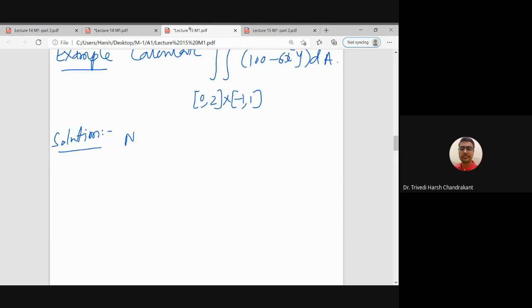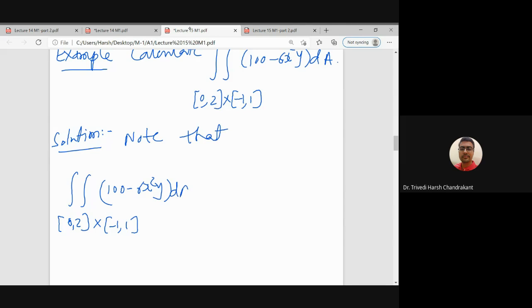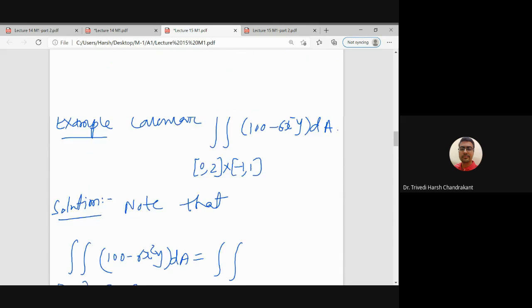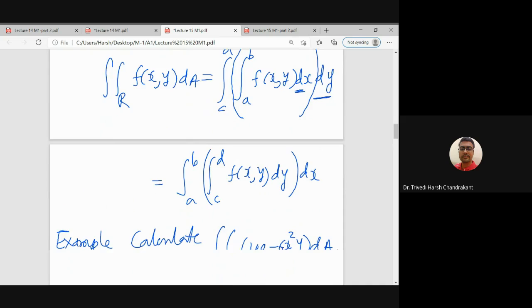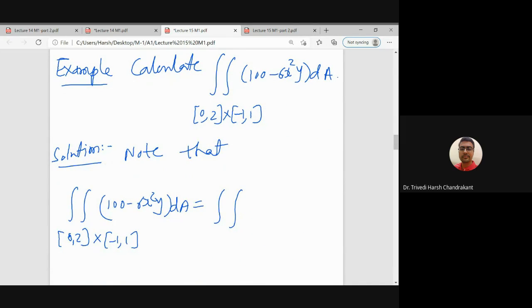So note that the region is [0, 2] cross [-1, 1] of the function. If we integrate using the first formula, that is first integrating with respect to y and then with respect to x, we will get the limit of x from 0 to 2 and the second limit, which is the limit of y, from -1 to 1 of the function, dy dx.